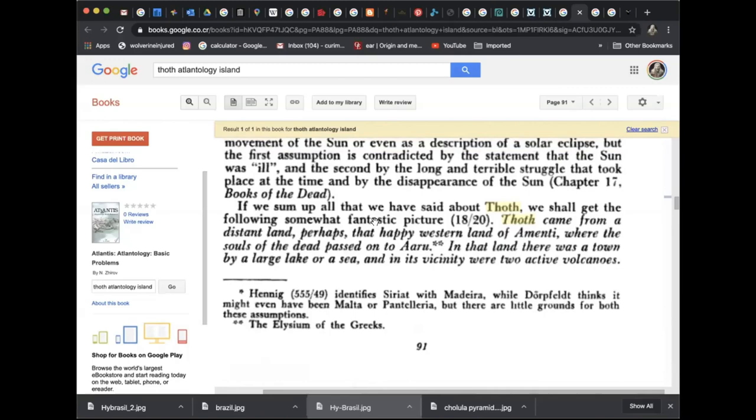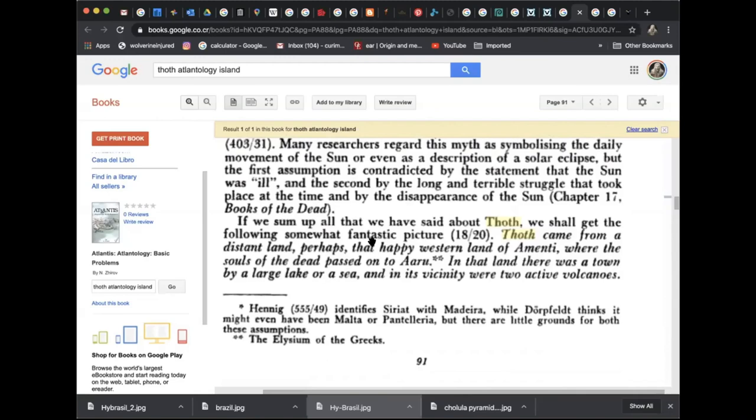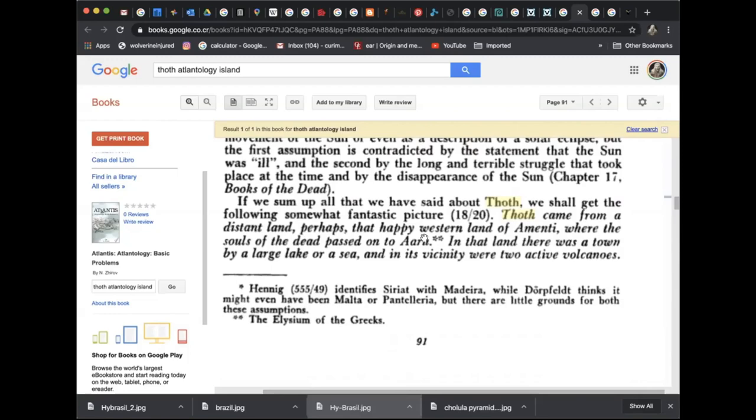If we sum up all that we have said about Thoth, we shall get the following somewhat fantastic picture. Listen to this. If you do all this research behind Thoth, his origin and the beginning of Thoth and everything that surrounds him, and even his own words saying he came from Atlantis, we get this picture. Thoth came from a distant land, perhaps that happy western land of Amenti. Amenti is America. Remember, we read that earlier.